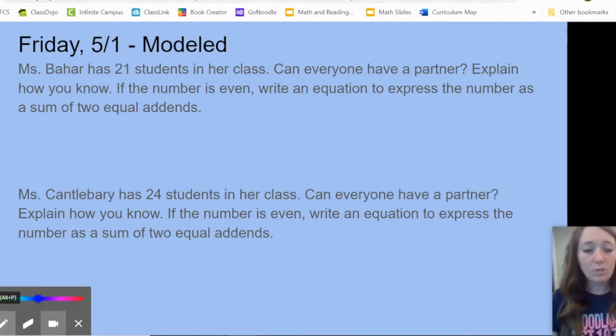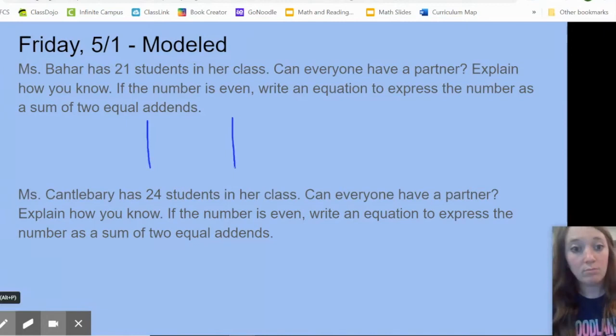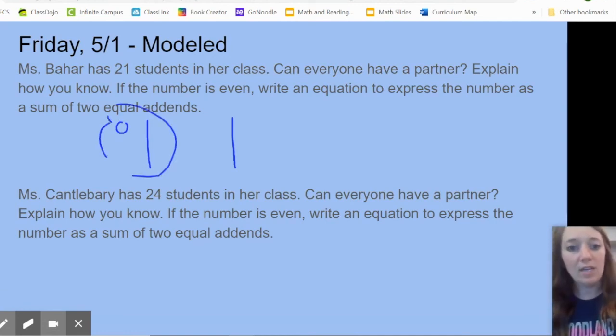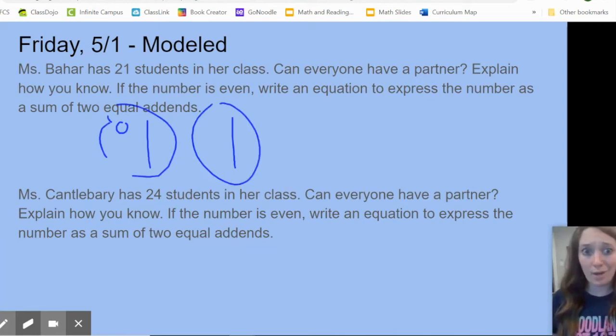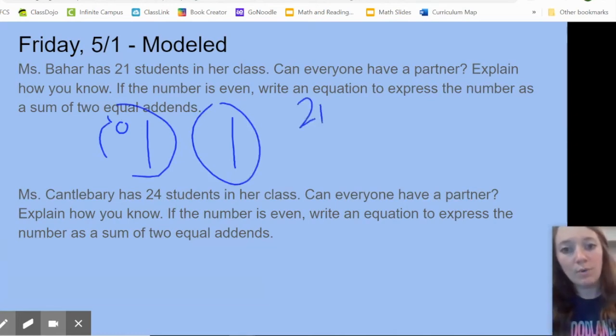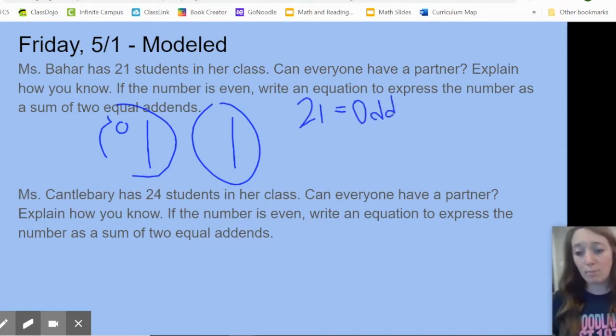Okay. So I can also just do it with my base 10 blocks. 10, 20, 21. So not even. My prediction was correct. It is actually odd because this group has 11, this group has 10. So that isn't fair, and not everyone can have a partner. So 21 is odd because one person would be left out. Sad.